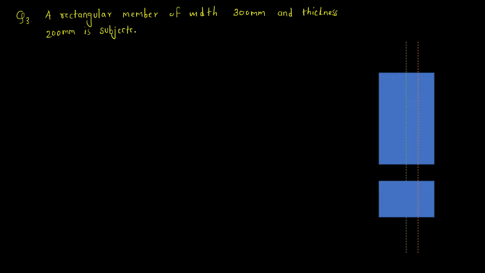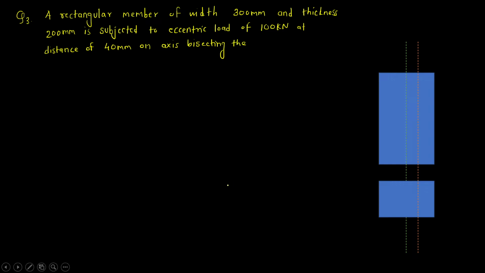is subjected to eccentric load of 100 kilonewton at a distance of 40 mm on axis bisecting the thickness. So our load is present on an axis bisecting the thickness.